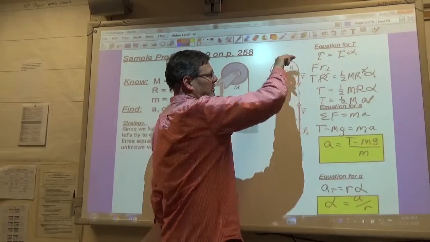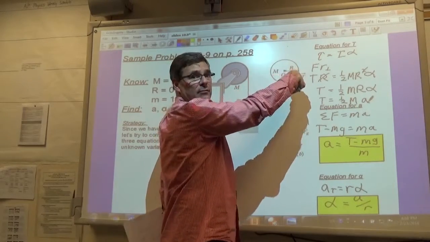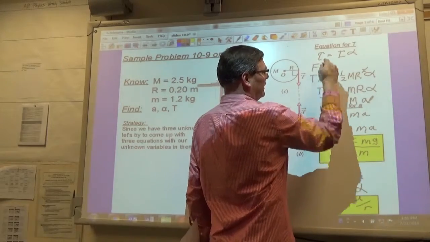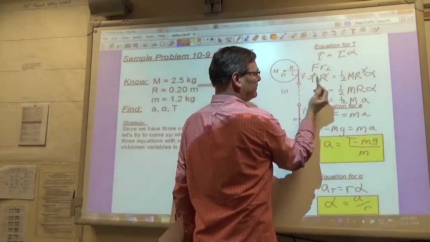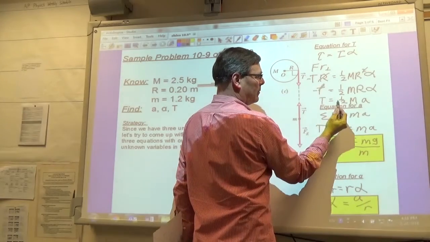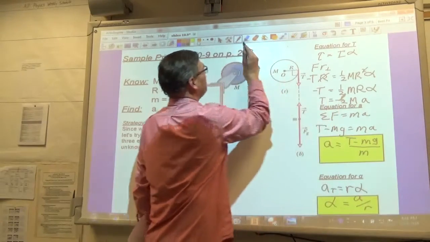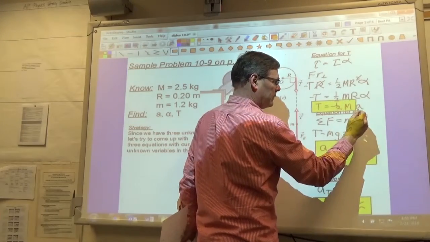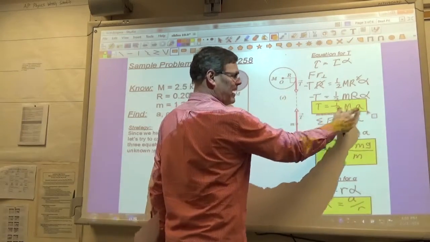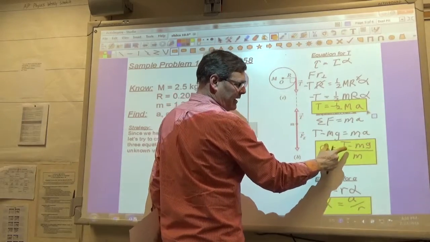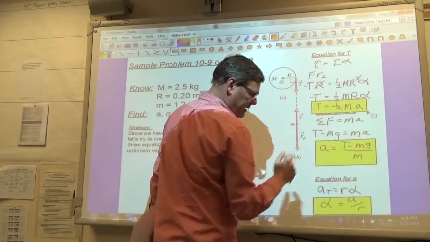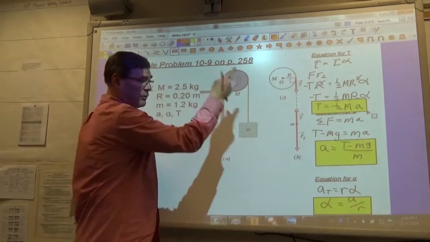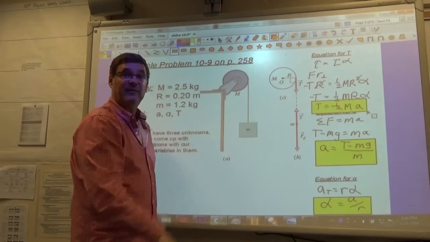And I notice that this is a clockwise rotation, so that is negative. So this torque has a negative sign here, but I'm going to put it over here. So there's my expression for tension in terms of M and A, my expression for A in terms of T, m, and g, and alpha in terms of A and R, all variables that I've got over here. Three equations, three unknowns. Let's solve it now.